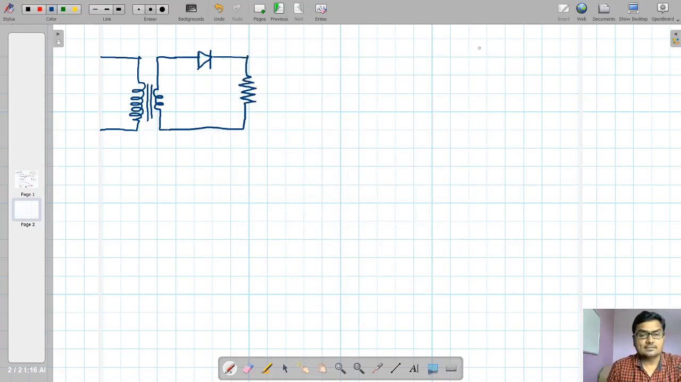Now we will understand what VDC is, the average value of the voltage for a half wave rectifier. By basic Ohm's law, V is equal to IR. So clearly I can write VDC is equal to IDC, which we have already calculated, multiplied by the value of the load resistor.